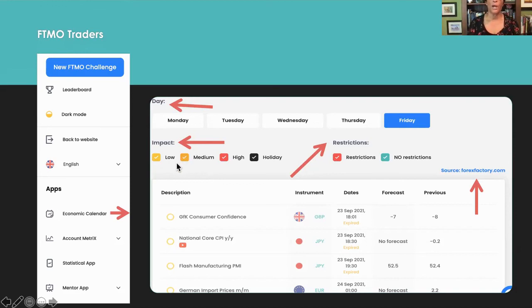It tells you your low impact, medium, and high impact news. The high impact news is going to be in red, and you do not want to trade on a regular account 2 minutes before high impact news or 2 minutes after high impact news. That will get you disqualified from the challenge.